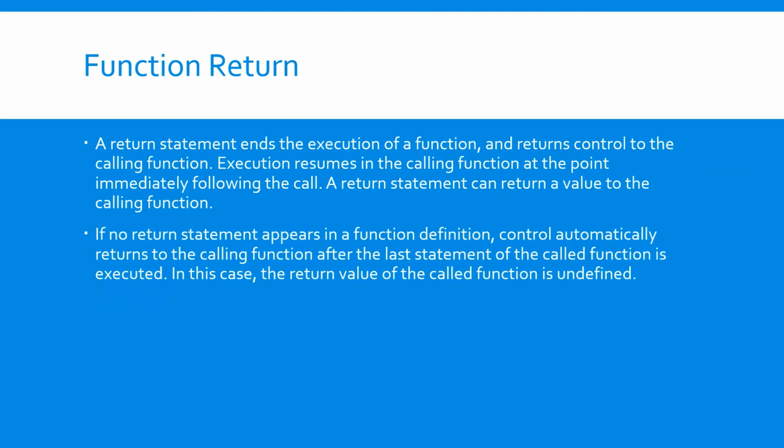A return statement ends the execution of the function and returns control to the calling function. The execution resumes in the calling function at the point immediately following the call. A return statement can return a value to the calling function. If there is no return statement in a function definition, the control automatically returns to the calling function after the last statement of the function is executed. In this case, the return value of the function is undefined, or we can say a null value.